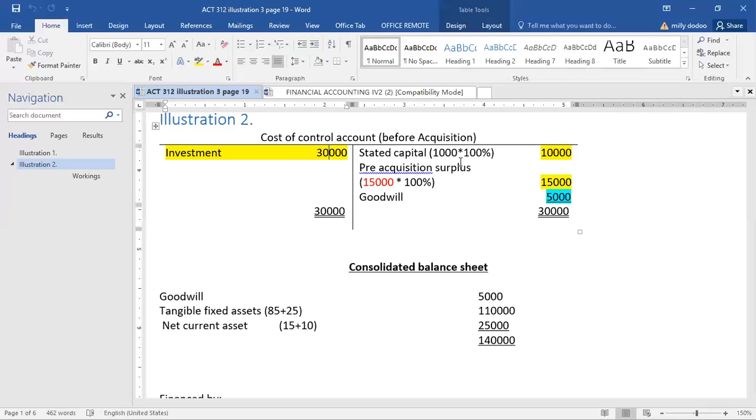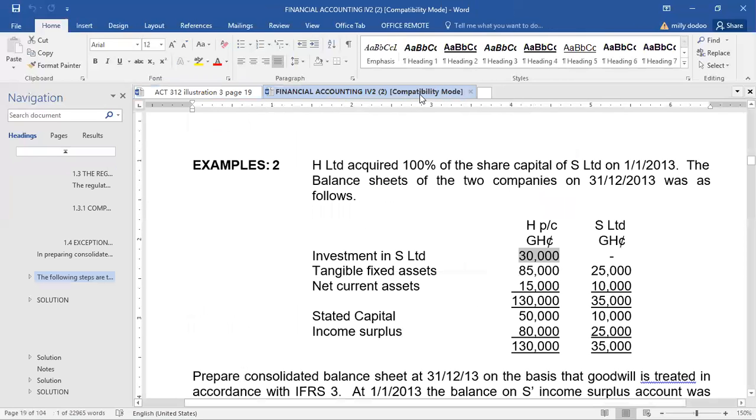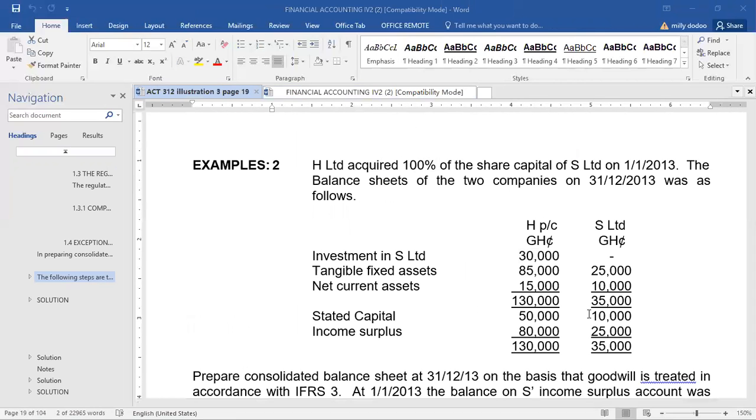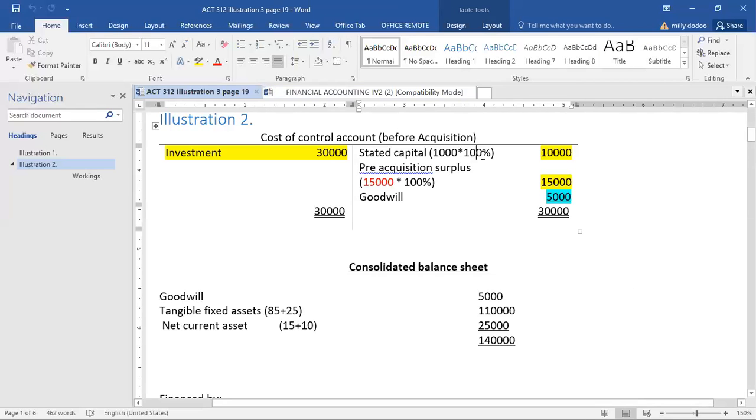And how much of S Limited is he buying? He is buying 100% of S. So when you come here, you strike 100% on S stated capital. We know that S stated capital is 10,000. So you strike 100% on S stated capital, which will give you 10,000. So whichever percentage he is buying, you strike it on the S stated capital. Then you get the answer here. Are you getting it?